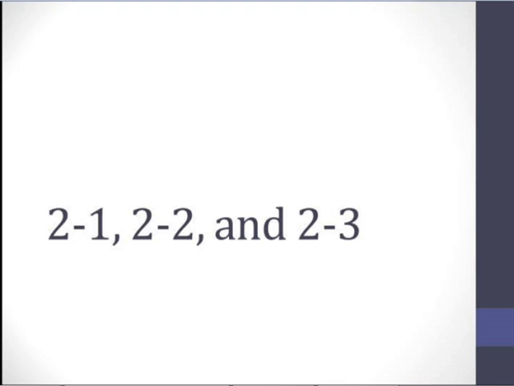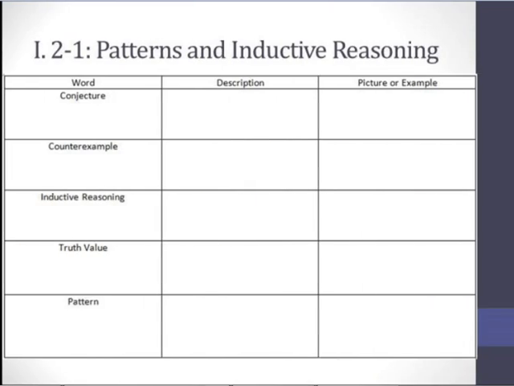Let's take a look at Chapter 2-1, 2-2, and 2-3 in a nutshell. Should be a large nut. Hopefully you've done the page on the back of the calendar for this unit, because a lot of what we need is going to come from there. So patterns and inductive reasoning, we need a description of these words and then a picture or an example of what they are, what they mean.